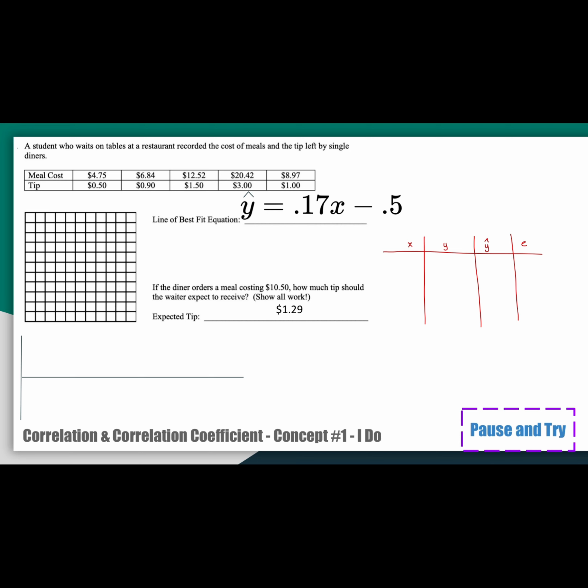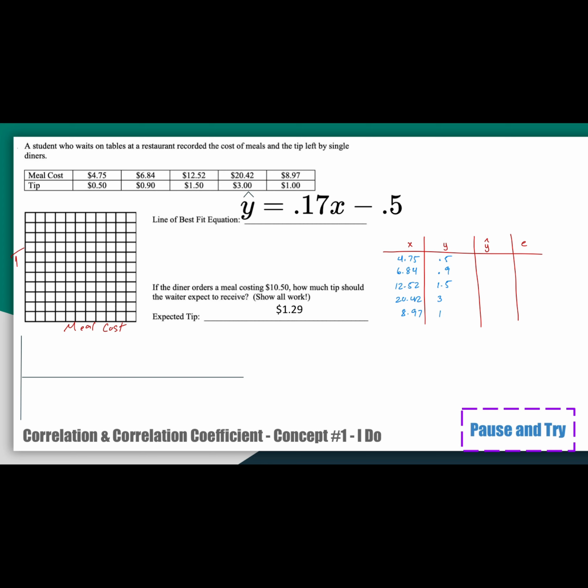But in the previous problem that we did this, meal cost was our x and tip was our y, okay? And so we have our x of 4.75, 6.84, 12.52, 20.42, and then 8.97, okay? We had our actual ones, so 0.5, 0.9, 1.5, 3, and 1.